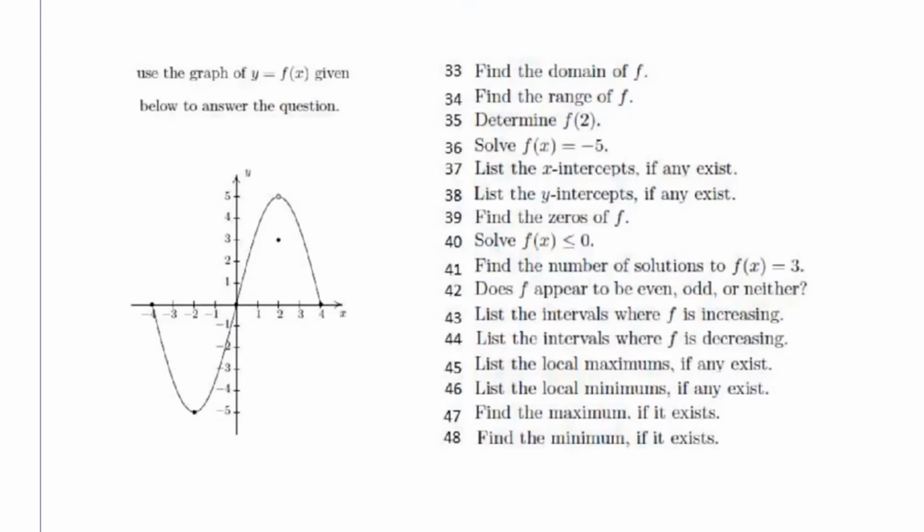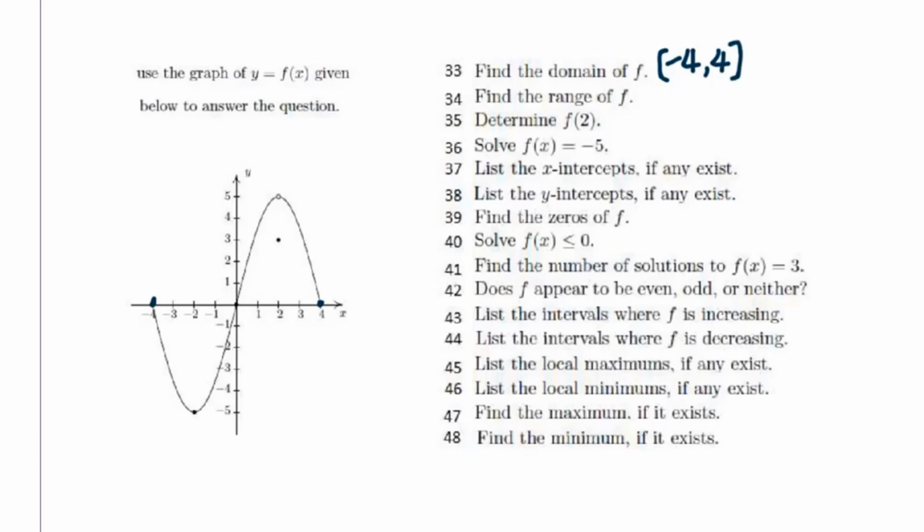Let's look at one more example. For this given graph, find the domain. So we need to find the very left point, that's -4. The very right point is 4. So we get -4 to 4.